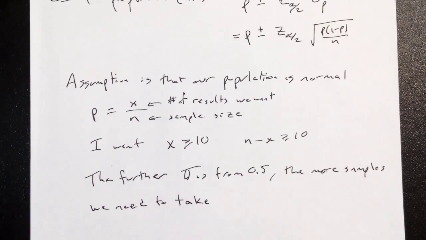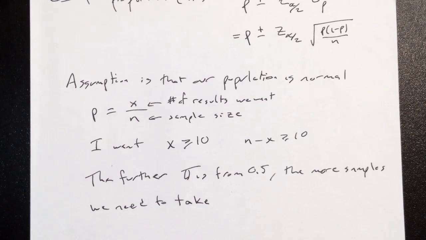If something has a 1 in 1,000 chance of happening, and I want at least 10 times where it happened, I need 10,000 samples. If something has 1 in 1,000,000 chance of happening, and I want to see it at least 10 times, I need to do 10 million samples. That might not be possible. The further away our proportion is from 50-50, the more samples we need.